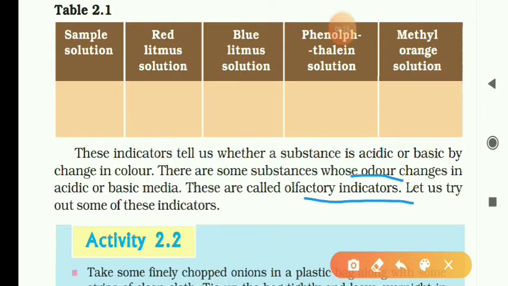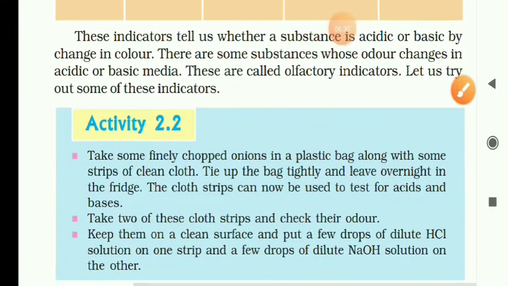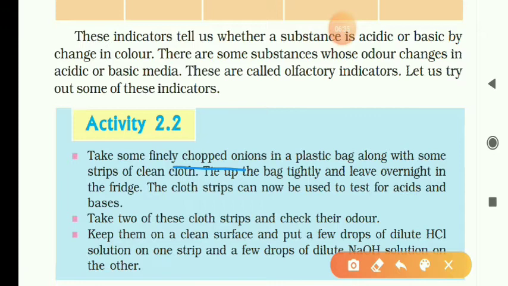Okay, now we'll discuss the activity. Take some finely cut pieces of onions in a plastic bag, and put in some strips of clean cloth along with them. Tie up the bag tightly and leave it overnight in the fridge. The cloth strips can now be used.